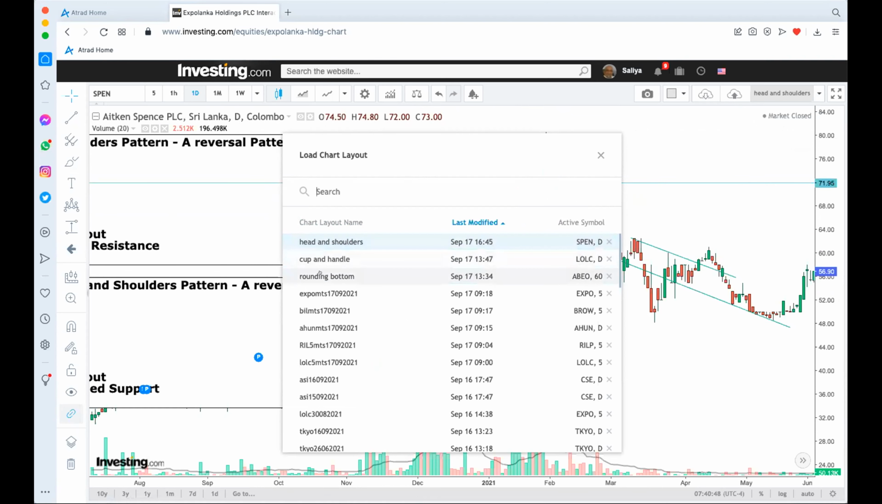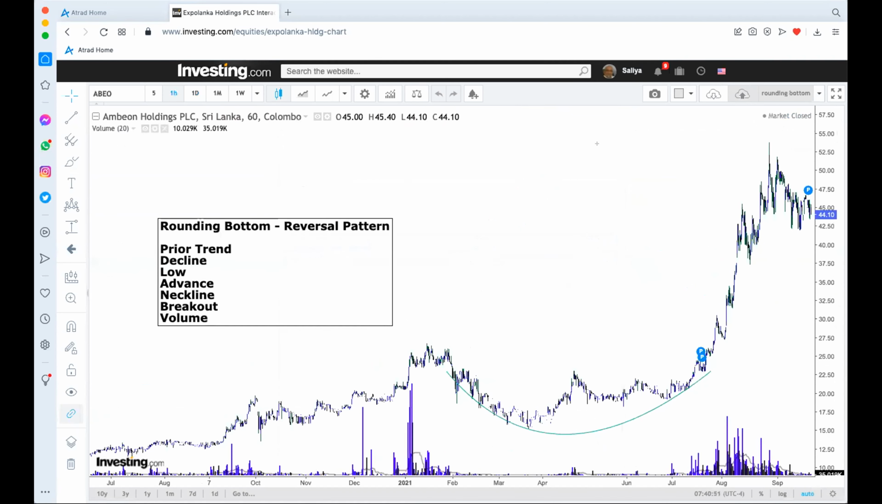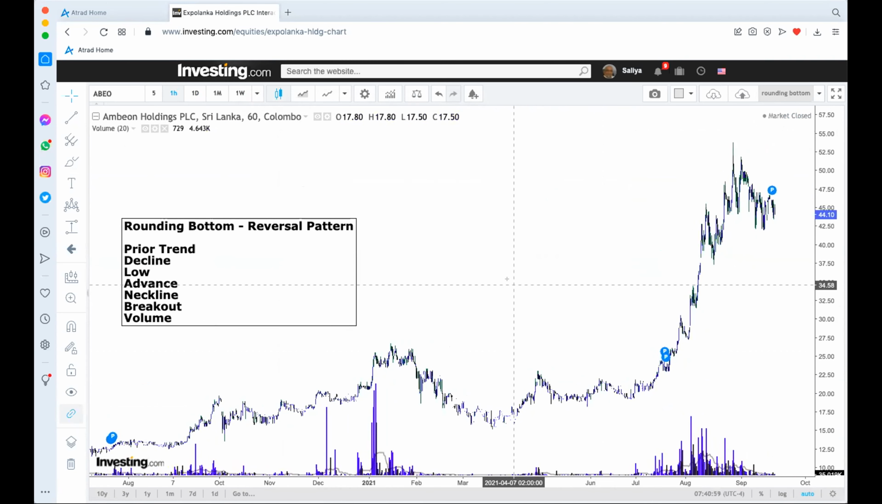The next thing that I was talking about is the rounding bottom and the cup and handle. What is the rounding bottom? Rounding bottom is also a reversal pattern, right? And you see in many instances the price makes a rounding shape. When you visualize, you can see that it's like a round, something like a saucer, or something like a cup, or the bottom of the cup, right? Here also you have the same thing. Here also you have the same thing.